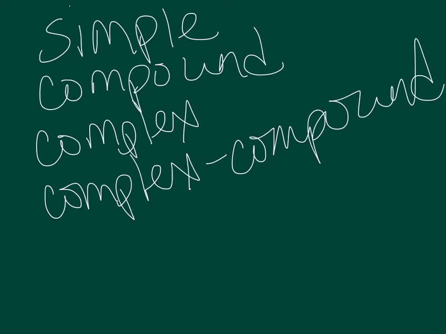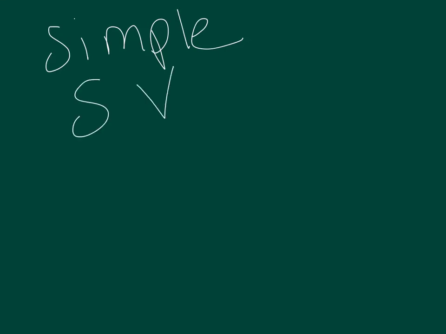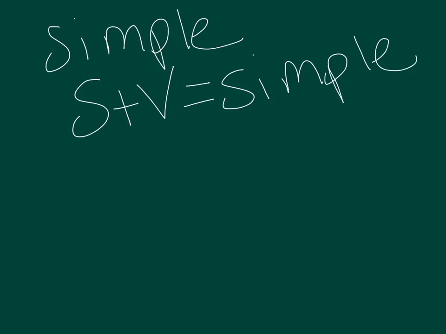Today we're going to be looking at simple and compound sentences. The first one, a simple sentence, is, as it suggests, simple. It has a subject and it has a verb. You need to know that this is the formula for a simple sentence. Subject plus verb equals a simple sentence.